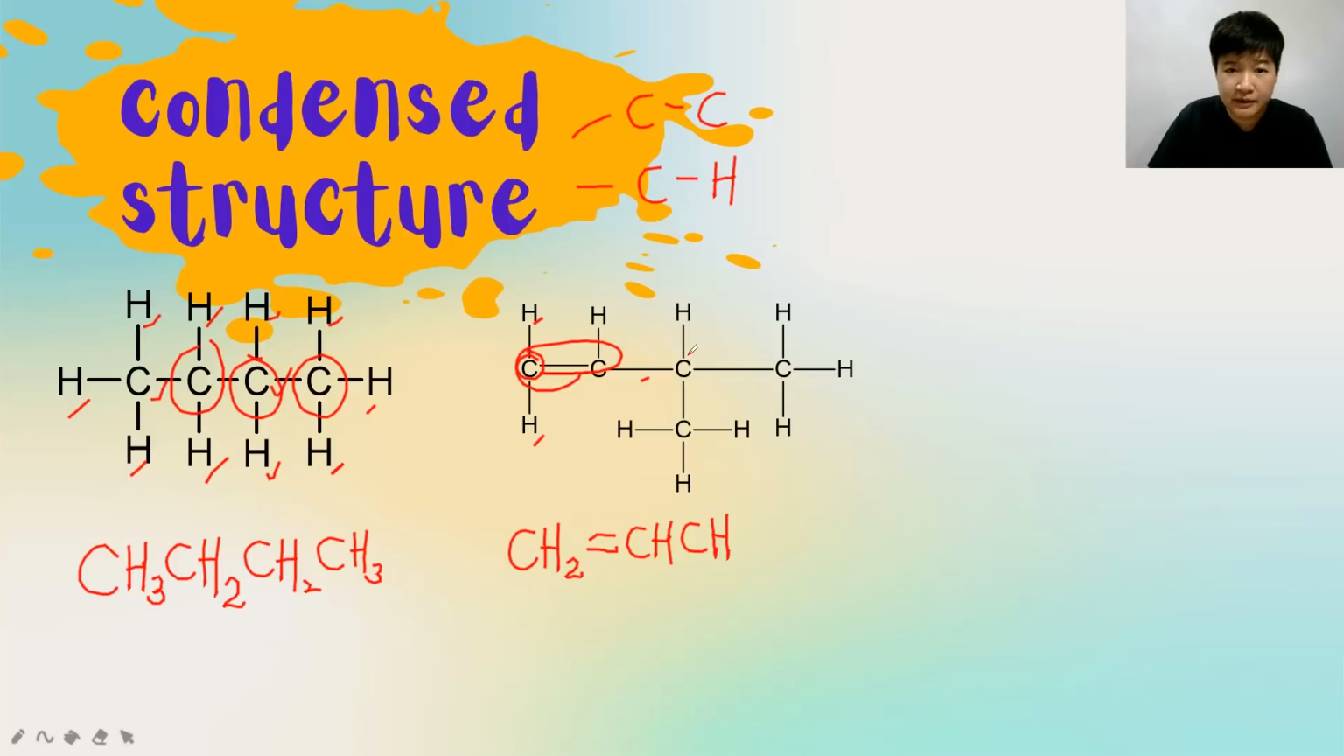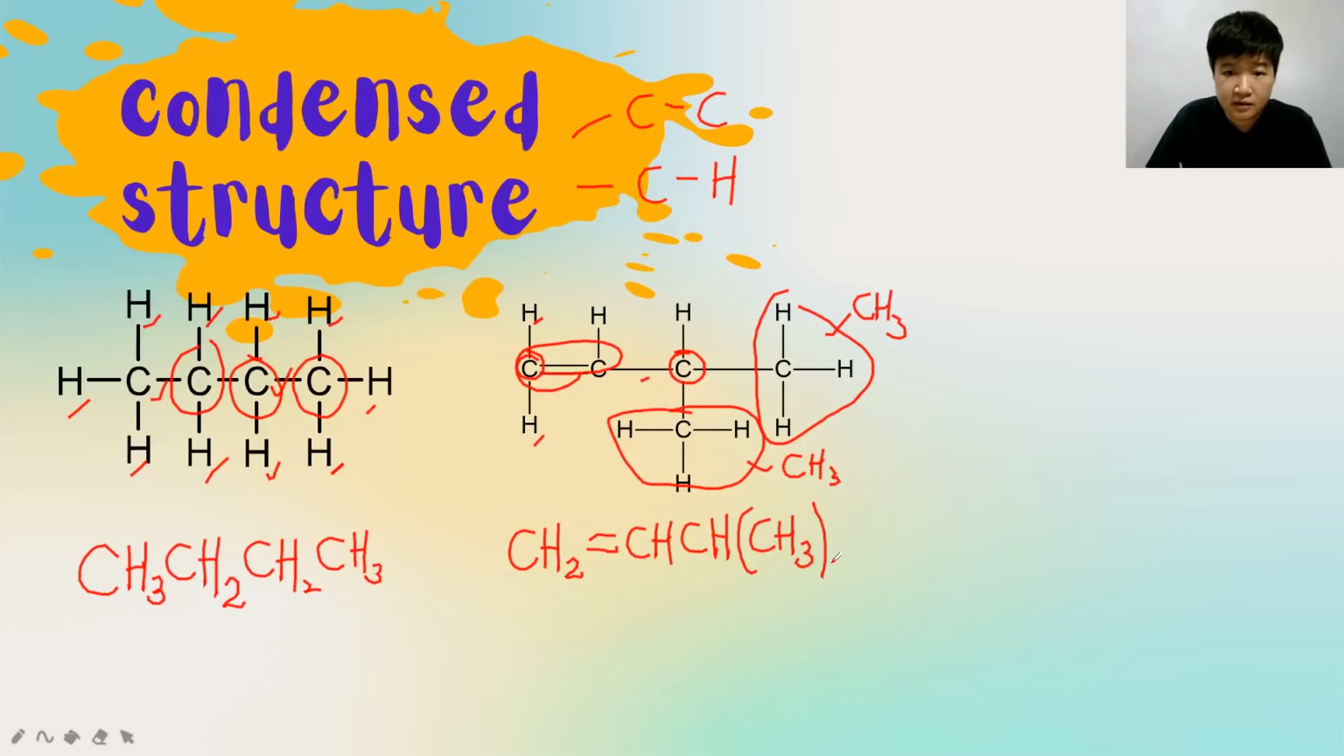And look at this carbon. This carbon is bonded with CH3, 1, CH3, 2. So you have 2 group of atoms that are bonded to the same carbon. And this is your CH3. This also is your CH3. So how can I write it? Simple. Bracket, CH3, bracket, 2. And that is the condensed structure for your second example.